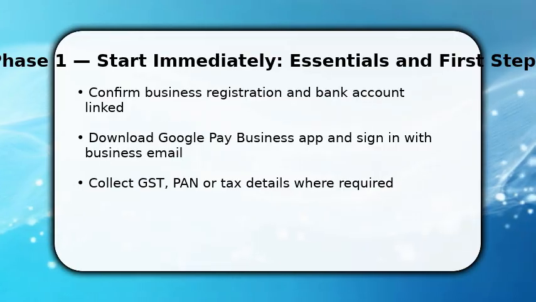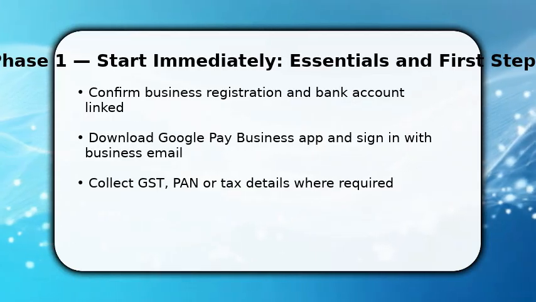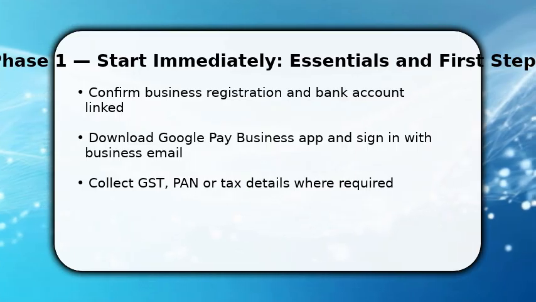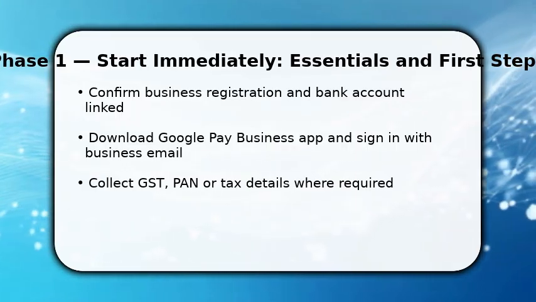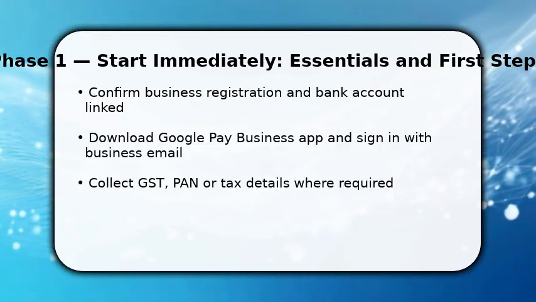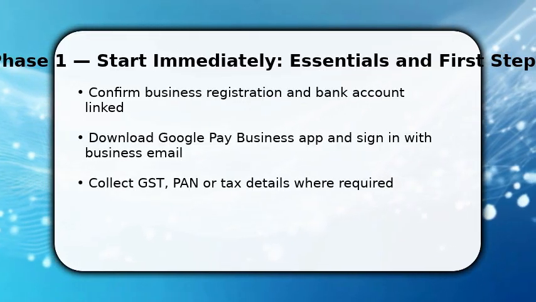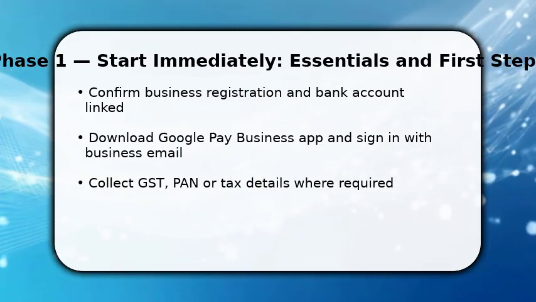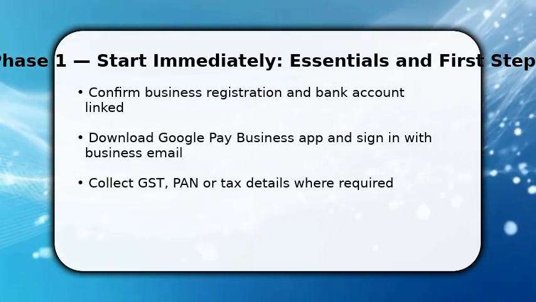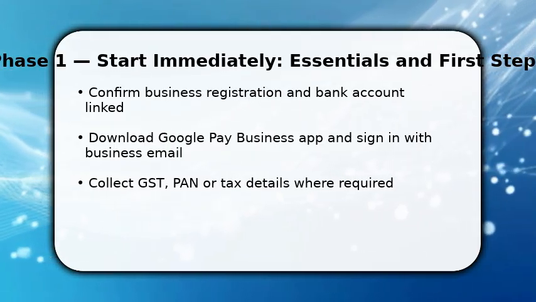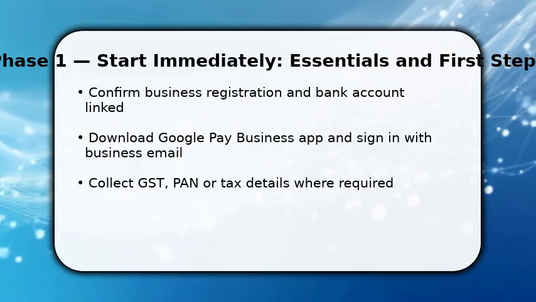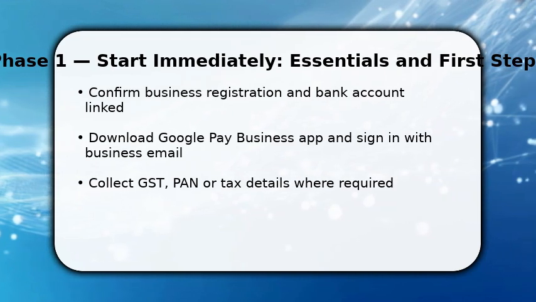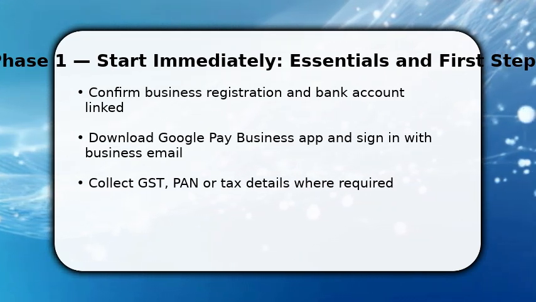You begin by verifying prerequisites: registered business, active bank account, and required tax ID. Open the Google Pay business app and sign in with your business email. Grant permissions to access contacts and payments. Once inside, tap Add Bank Account, choose your bank, and complete micro deposit or OTP verification so Google Pay links to your merchant account. Make sure to enable UPI and payout settings. This allows instant settlements. Now you're set to configure payment options and receipts.